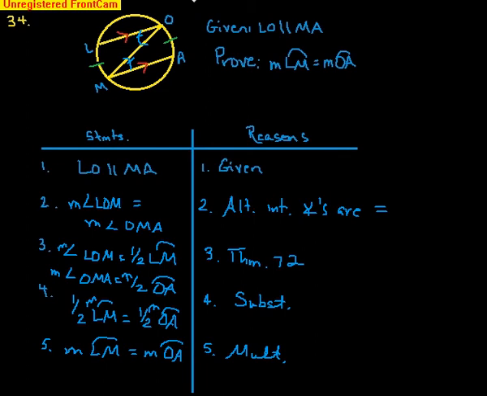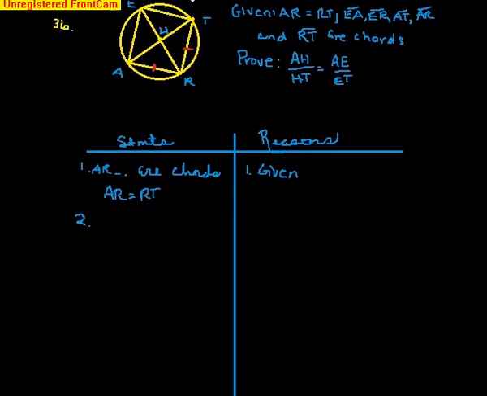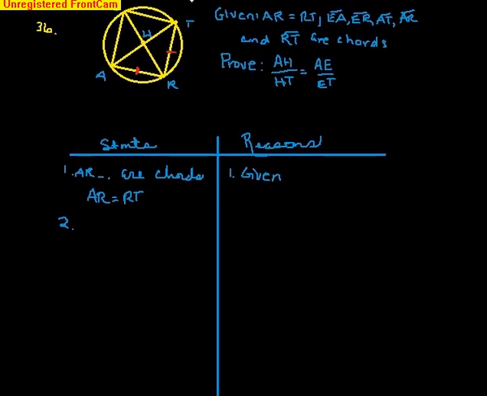Okay, last proof. This is 36 in your book. So this one, we're given that AR equals RT. And I have those marked on there. And then they tell us all these things, EA, ER, AT, and AR and RT are chords. So obviously they're chords. Okay, let's see what we can do with this one.